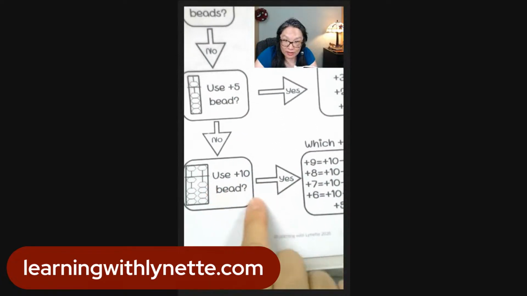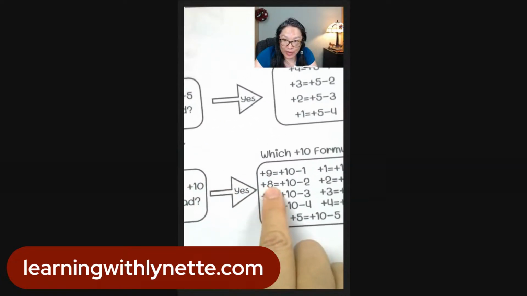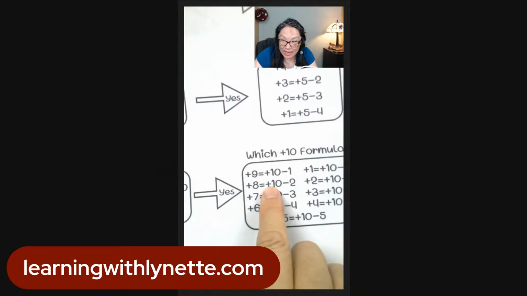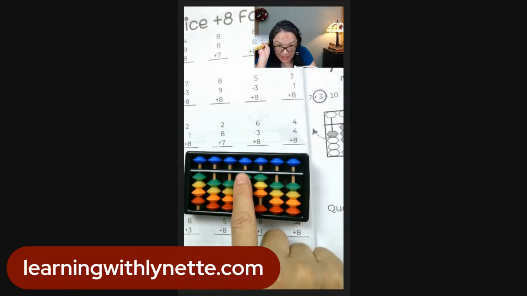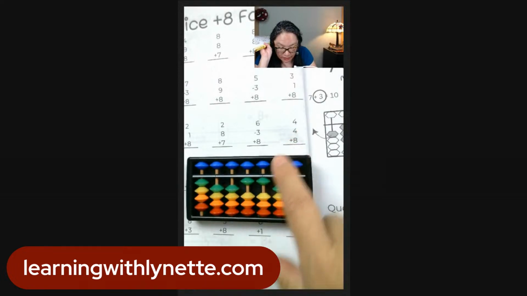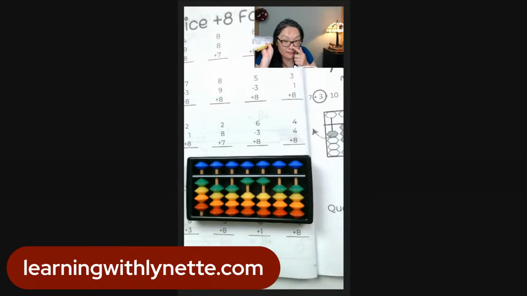So we have to go here. We add the 8. To add the 8, what do we do? Plus the 10 minus the 2. So what are we doing? Plus the 10 minus the 2. So my final answer is 11.